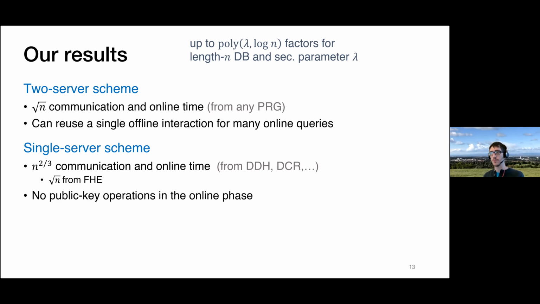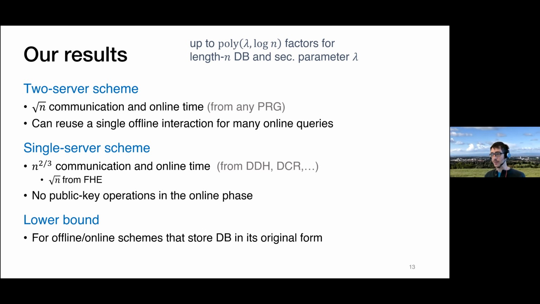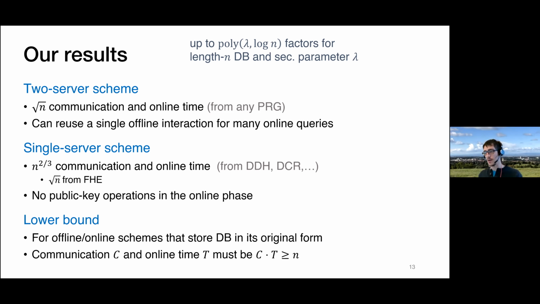And a nice property of the single-server scheme is that all the public key crypto is only used in the offline phase. So the online phase is pretty fast from a concrete point of view. And we also complement our results by showing a lower bound in this offline-online model. And I should say that it is in this specific model where the servers store the database in its original form. In this model, we showed that the product of the communication C and the online time T of the server needs to be greater than N.